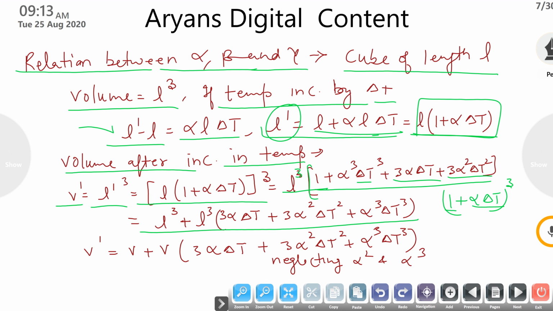Now, after this I am simply replacing L cube by volume, that is V, the initial volume. So, L cube is simply replaced by V. Now, we can see that here there is an alpha square and alpha cube also, but you know the value of alpha is of the order of 10 to the power minus 5, a very small value. Alpha has a very small value. So, we can simply neglect the alpha square and alpha cube terms. So, by neglecting these parameters, this will remain.